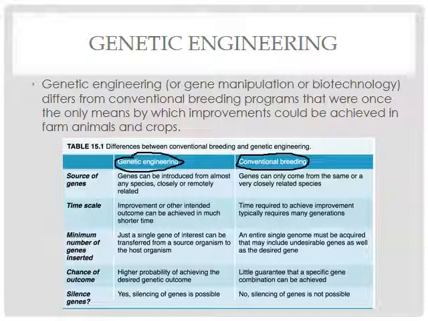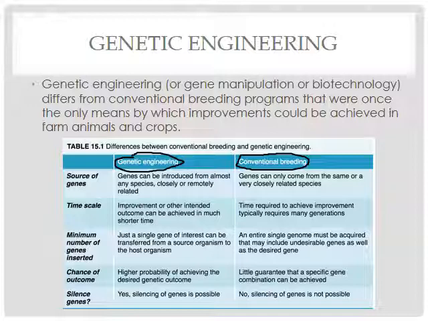In terms of time, it takes a lot of generations for you to achieve a phenotype in an organism that is what you want it to be. Whereas with genetic engineering, you can alter an organism directly, so it can happen in a much shorter amount of time.